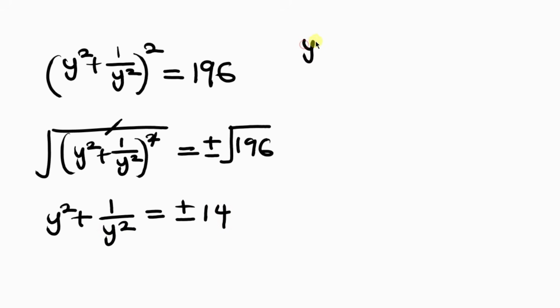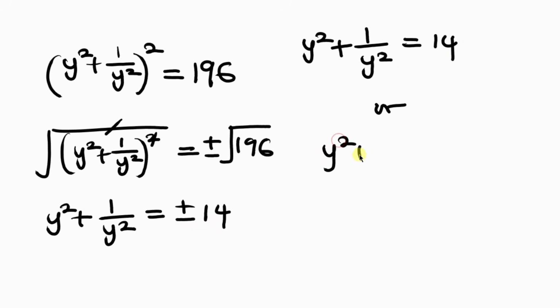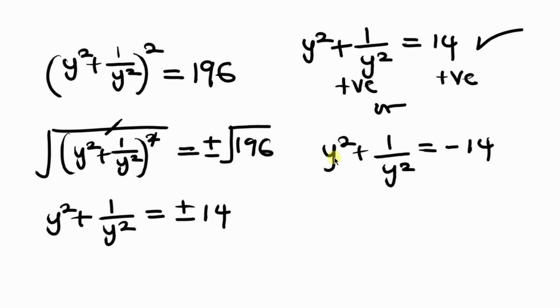We have (y squared plus 1) all over y squared to be equal to positive 14, or we have (y squared plus 1) all over y squared to be equal to negative 14. Now, (y squared plus 1) all over y squared is positive, so the left hand side is positive here. And the right hand side, 14, is also positive. So this is accepted. (y squared plus 1) all over y squared is always positive.